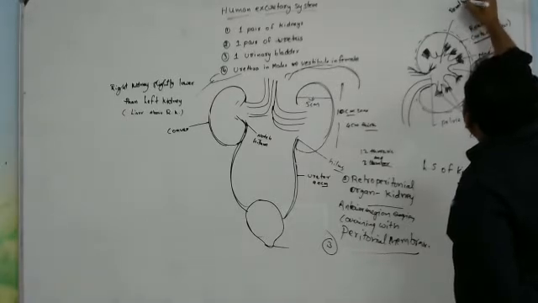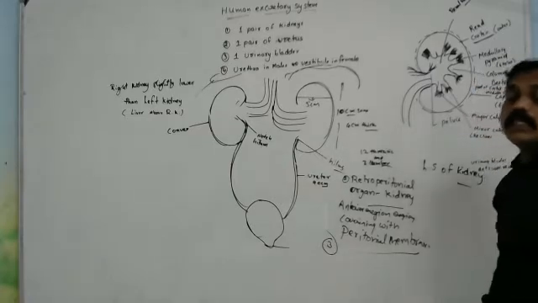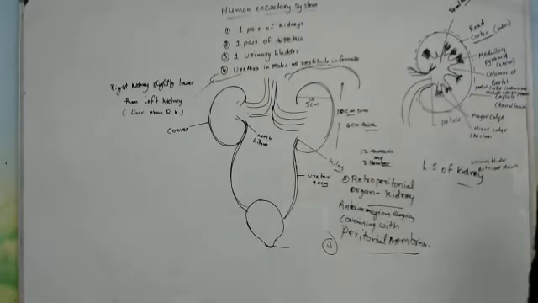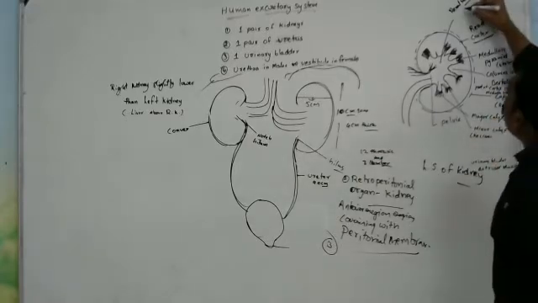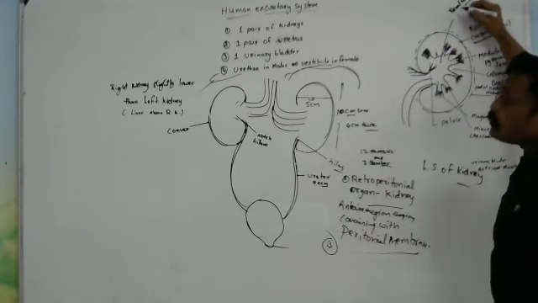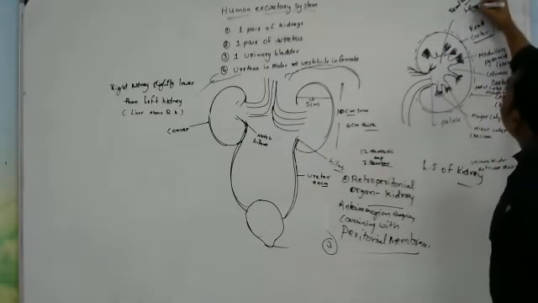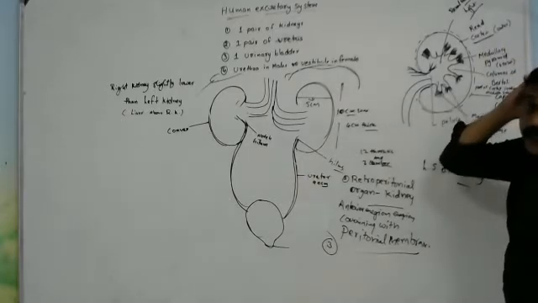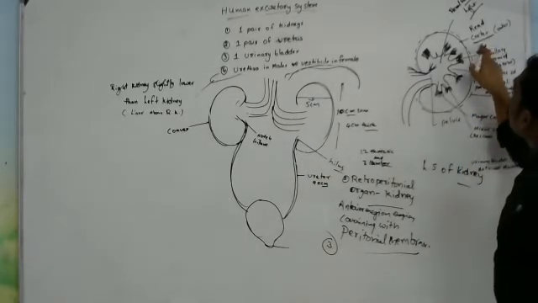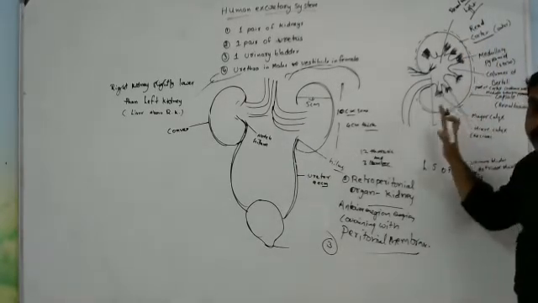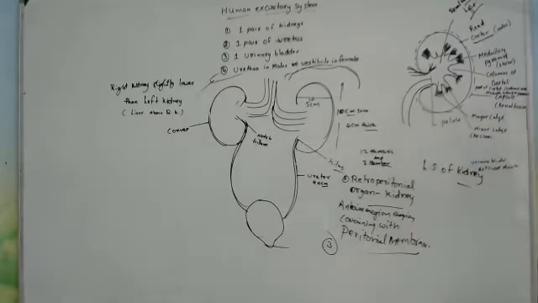How can we identify which place is the renal medulla and which is the renal cortex? The renal cortex is thicker in color, and the renal medulla, the middle region, is lighter in color. So the kidney is divided into the renal cortex and the renal medulla.